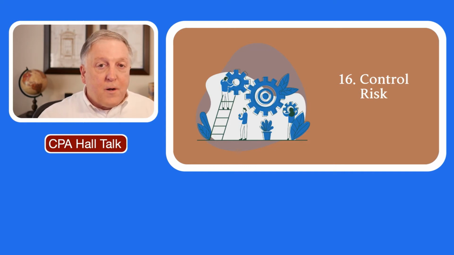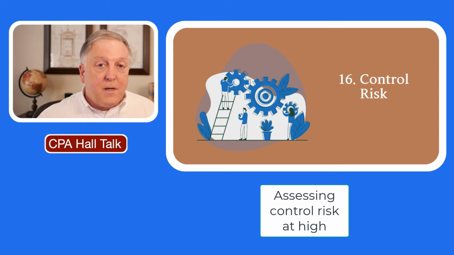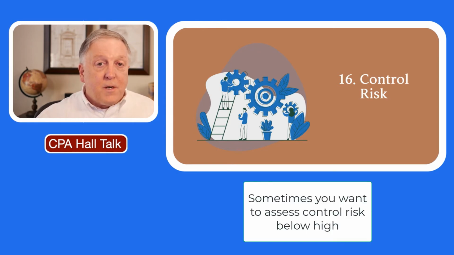In most audits of small to medium-sized entities, CPAs normally end up assessing control risk at high. If you do that, then that makes the process of determining your risk level for control risk relatively easy. But you're going to see in this video that sometimes you may not want to do that. Sometimes you may want to bring your control risk below high, and we'll talk about what you need to do in order to do that.